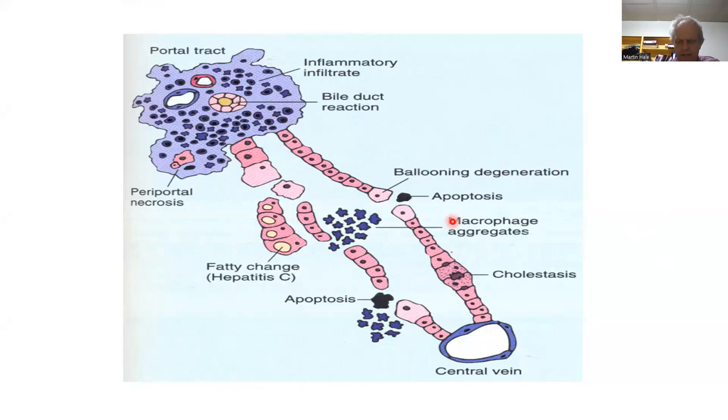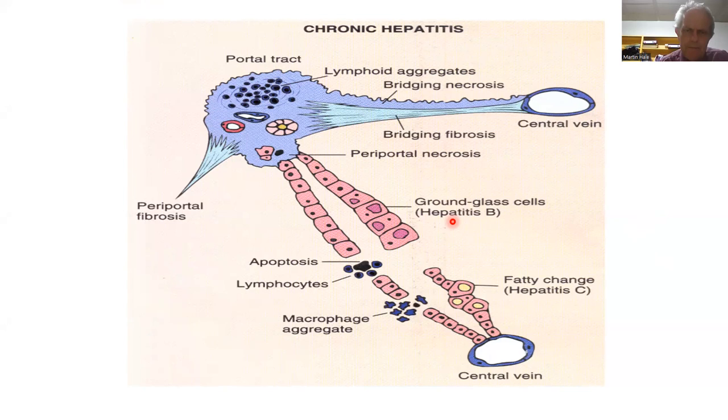So in chronic hepatitis, what happens is that that piecemeal necrosis that you saw earlier on starts to become more chronic. And in fact, you then get bridging necrosis between portal tracts and central veins. And you may also get bridging between portal tracts and portal tracts.